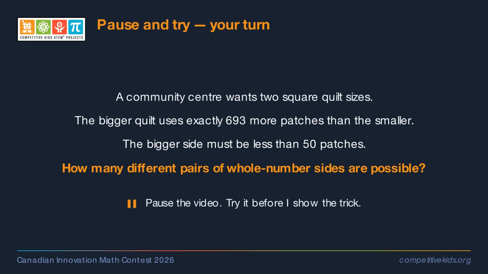Pause the video, try to figure it out. Here is a hint. Factor 693 first. Every factor pair of 693 might match a side pair.